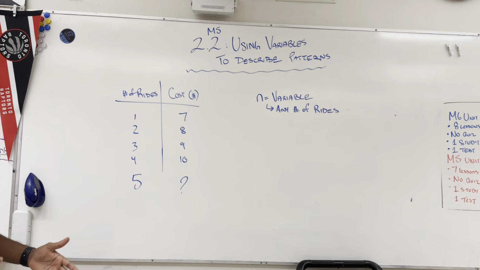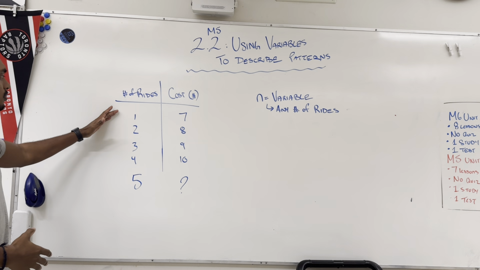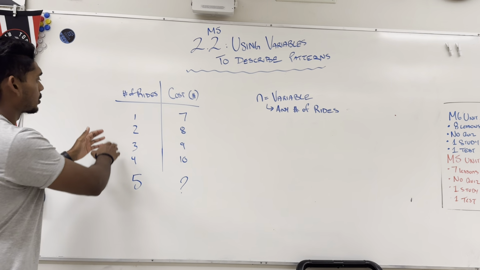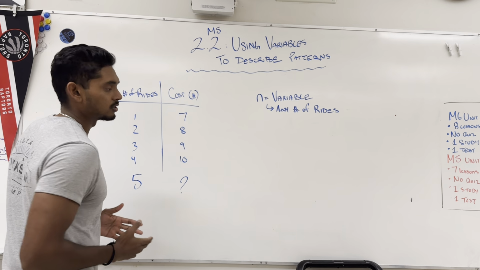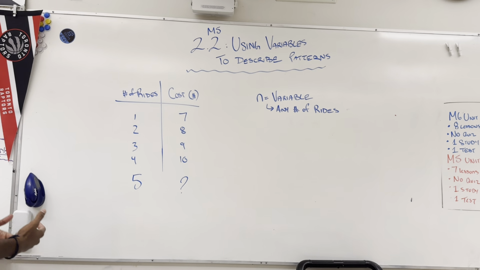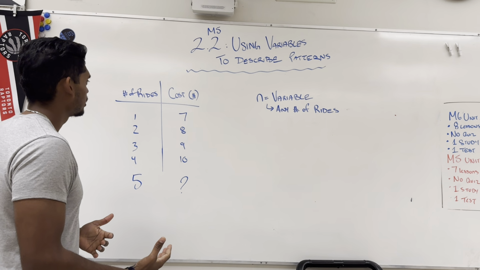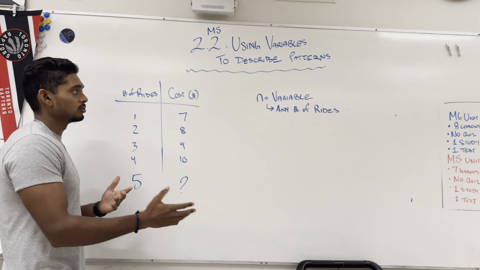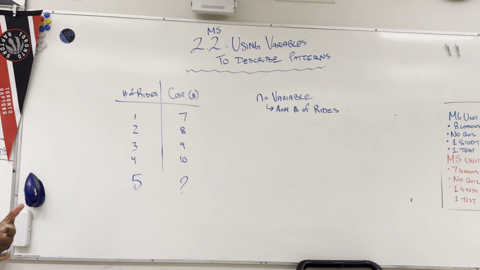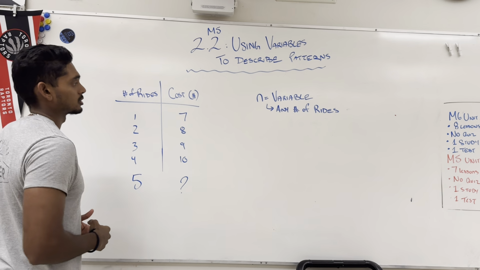So take a look at our table of values here. Number of rides on the left and the cost to go on those rides. If I went on one ride, it cost me $7. If I went on 2 rides, it would have cost me $8. Assume we're talking about rides at the P&E. The question states, write an expression using a variable to describe this pattern from number of rides to cost.